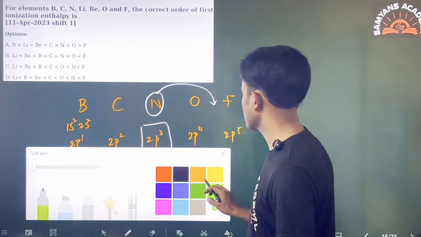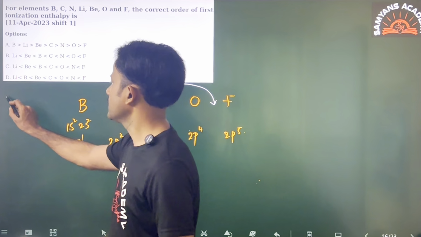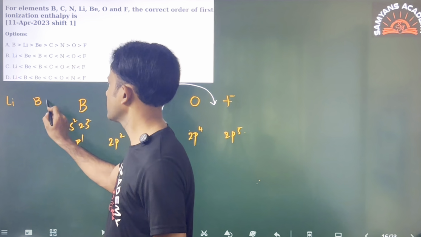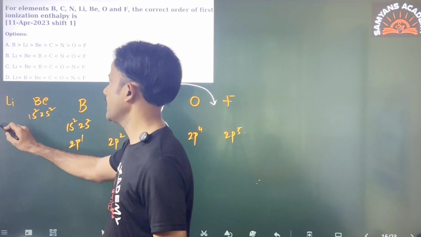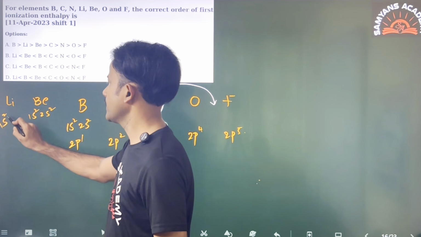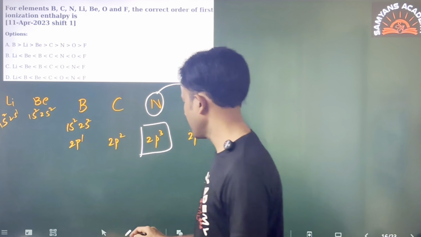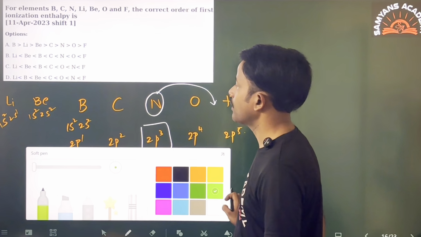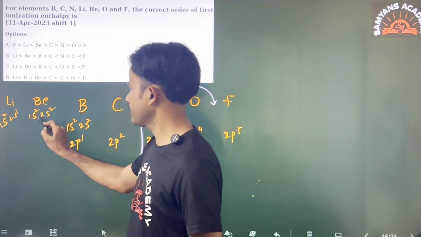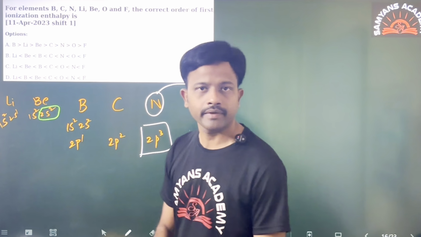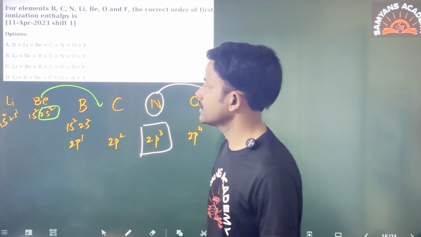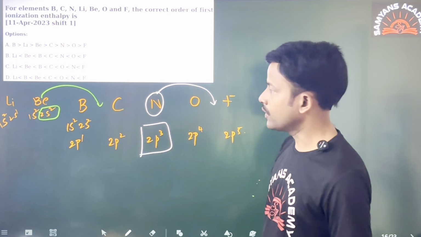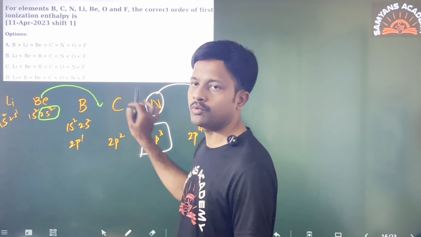And one more, lithium and beryllium, also take here. Lithium configuration is 1s2, 2s1, and beryllium configuration is 1s2, 2s2. Because 2s2 is a fulfilled configuration, beryllium has more ionization energy than boron. So beryllium comes after boron, right?